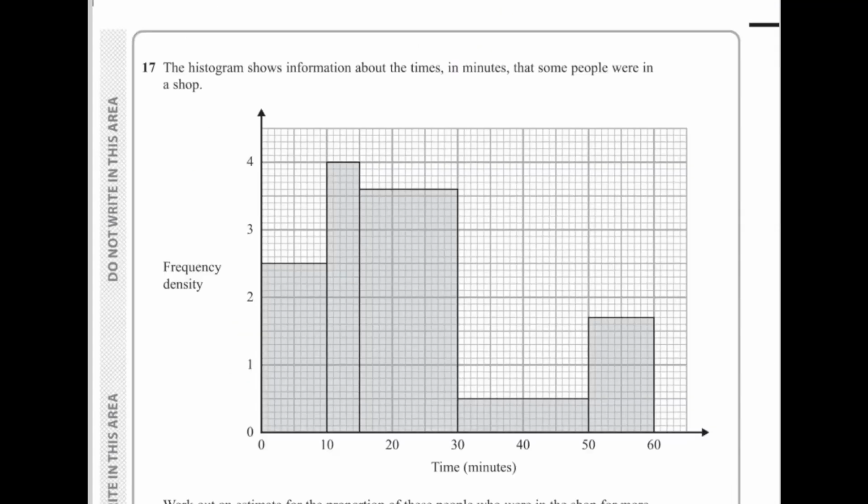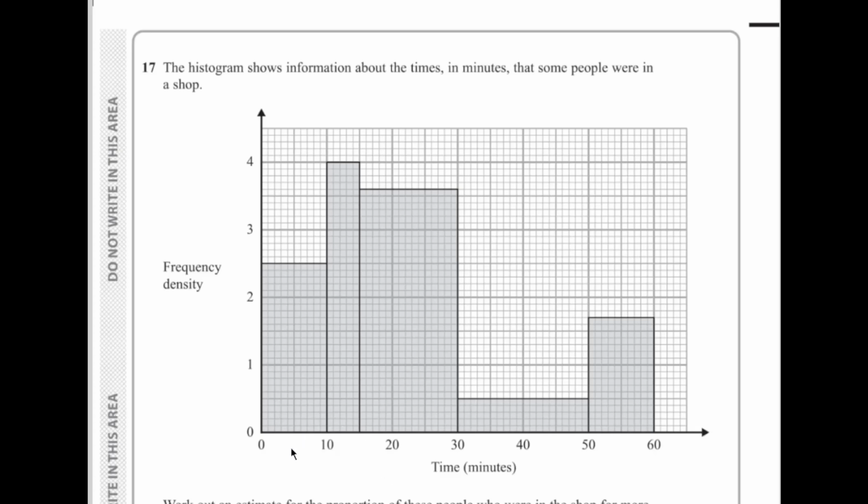Question 17, frequency density. The histogram shows information about the times in minutes that some people were in a shop. Work out an estimate for the proportion of these people who were in the shop for more than 40 minutes. To get the proportion, you need to get the frequency for more than 40 minutes over the total frequency.